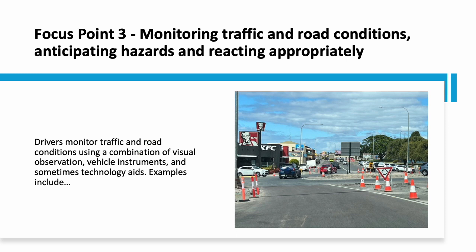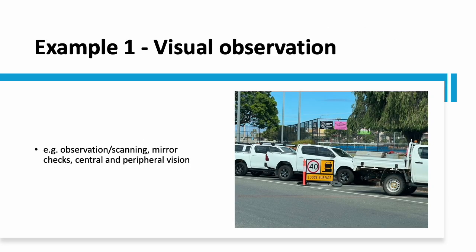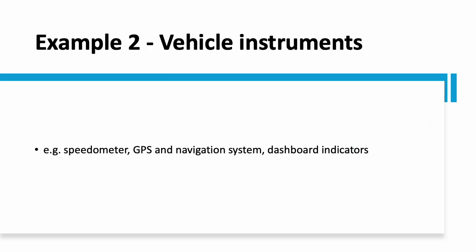Focus point 3. Monitoring traffic and road conditions, anticipating hazards and reacting appropriately. Drivers monitor traffic and road conditions using a combination of visual observation, vehicle instruments, and sometimes technology aids. Examples include visual observation, e.g., observation, scanning, mirror checks, central and peripheral vision.